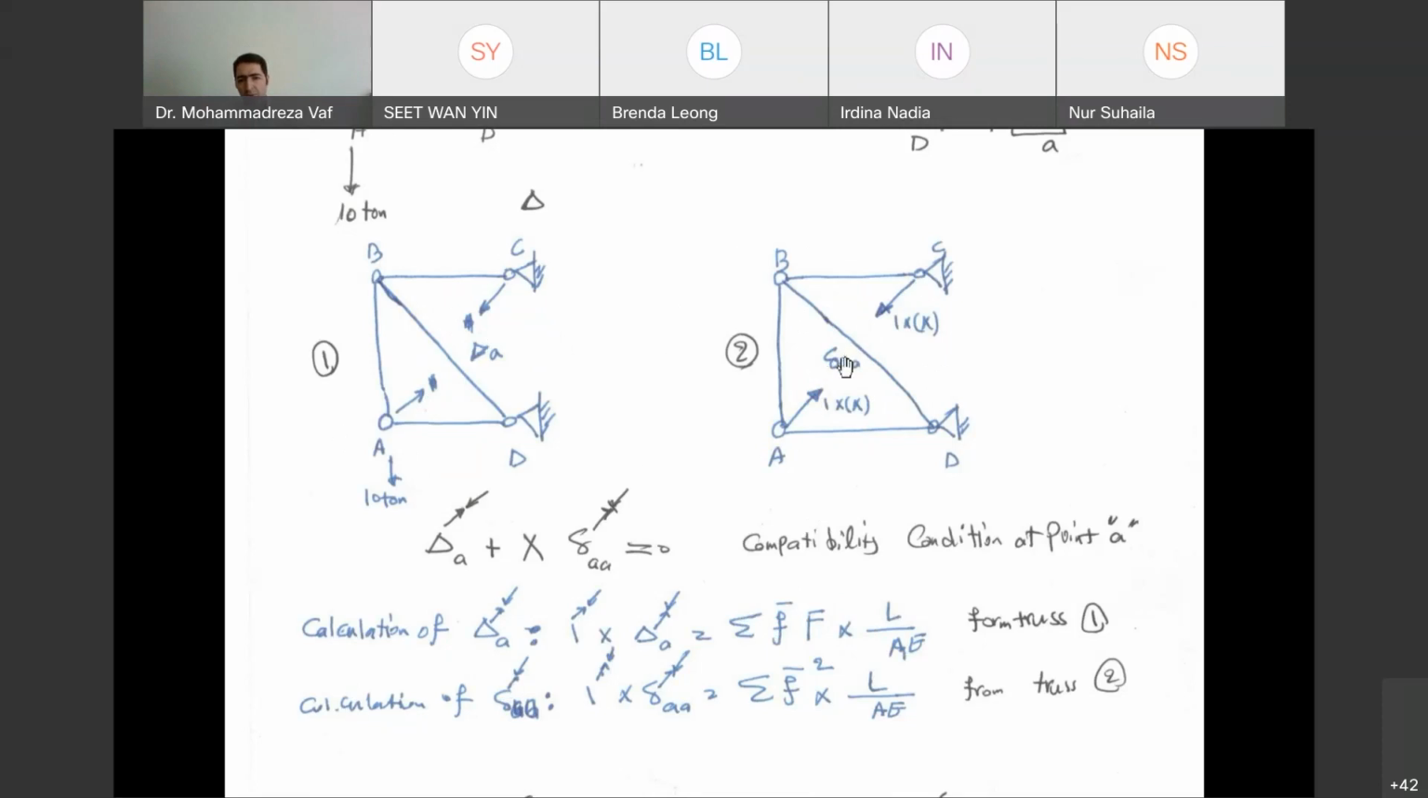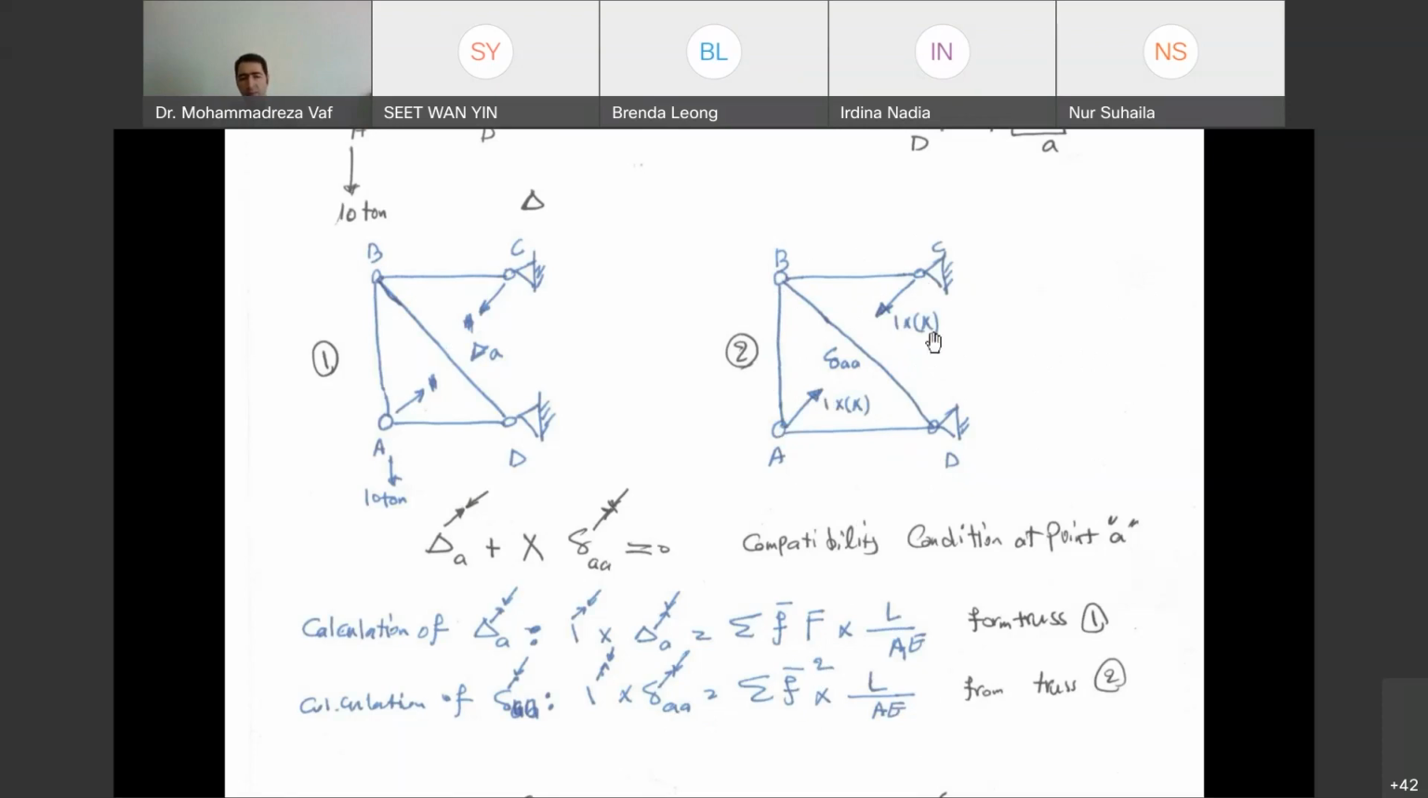Now, if you want to calculate delta AA, again, we need to have another structure similar to this one. You need to remove the external force, but apply a unit force in that location. So you can see, if you do that, the second structure is going to be exactly like the first one. That's why F and F bar will be similar. And our equation is going to turn to F bar power 2, meaning whatever the internal force here is, you power it by 2, multiply by length divided by AE, sum it up, and it gives you the delta AA.